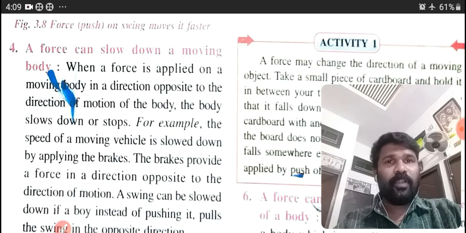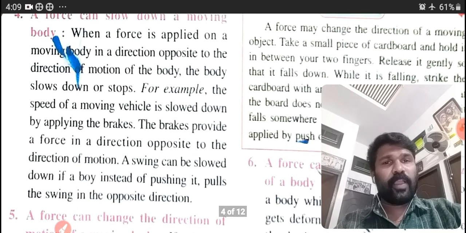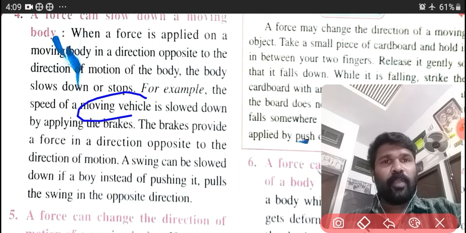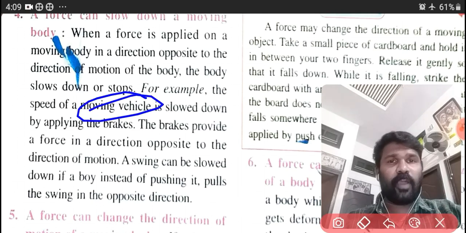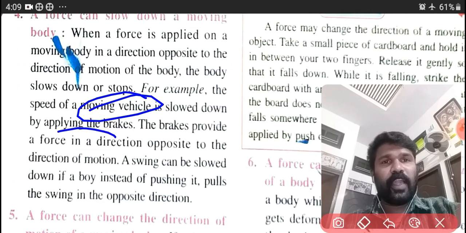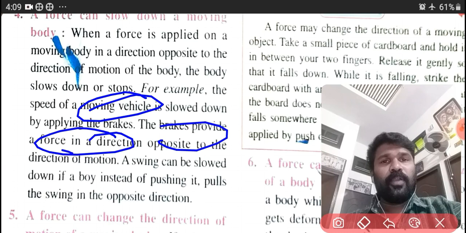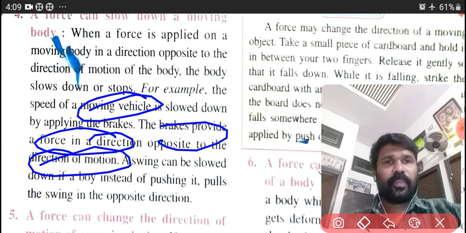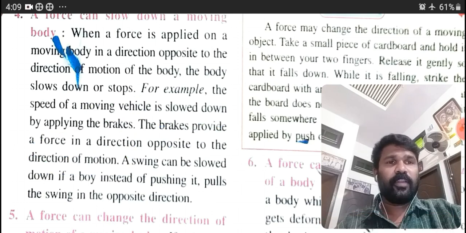For example, the speed of a moving vehicle is slowed down by applying the brakes. The brakes provide a force in a direction opposite to the direction of motion. That's why the body stops.